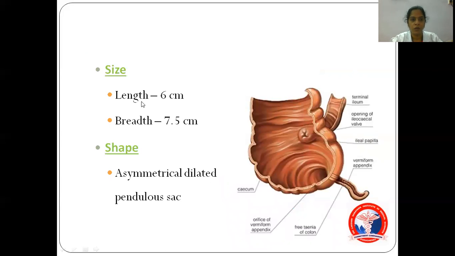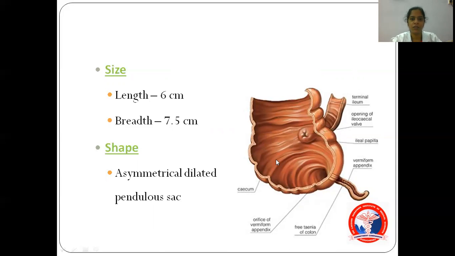Now, what is the size of the cecum? The length of the cecum will be around 6 centimeter. The breadth will be around 7.5 centimeter. So the breadth will be more compared to the length of the cecum. See, in this picture, the breadth is more, around 7.5 centimeter.